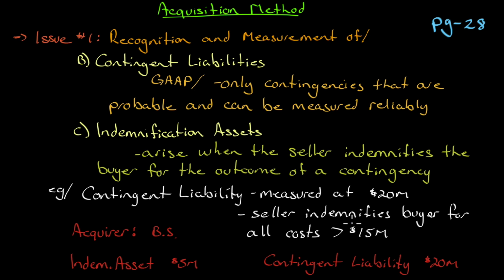But here's the deal. I still have to list that contingent liability for what it really is, $20 million. But I now have an indemnification asset to offset the liability so that it is only registered at $15 million net. So I'll still list the contingent liability at $20 million, but because of this indemnification from the seller, I have an indemnification asset for $5 million. So my balance sheet will show an indemnification asset for $5 million, the contingent liability for $20 million. What's my net result? Anything over $15 million is covered.